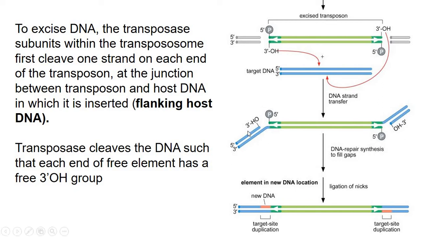To excise DNA, these transposase subunits within the transpososome will first cleave one strand on each end of the transposon. Here it shows the cut on both ends, but that's not what usually happens, and we will see that later. So here, this is the new DNA molecule. This is the transposable element. This transposable element cuts itself in a way that both 3' ends have hydroxyl groups. These hydroxyl groups can make a break in DNA, so they made this break in the DNA.